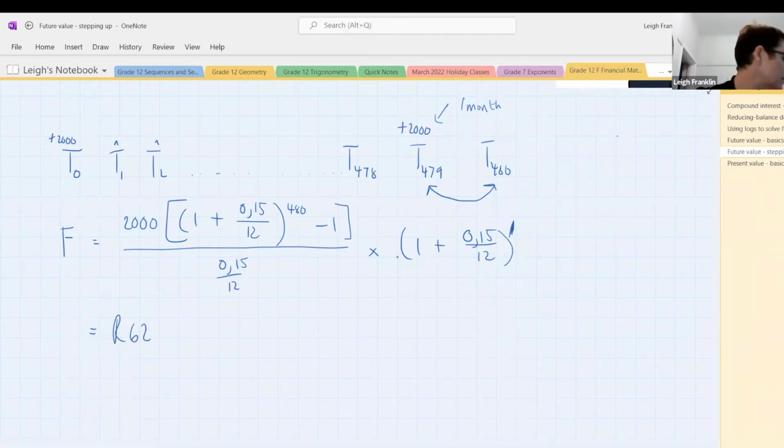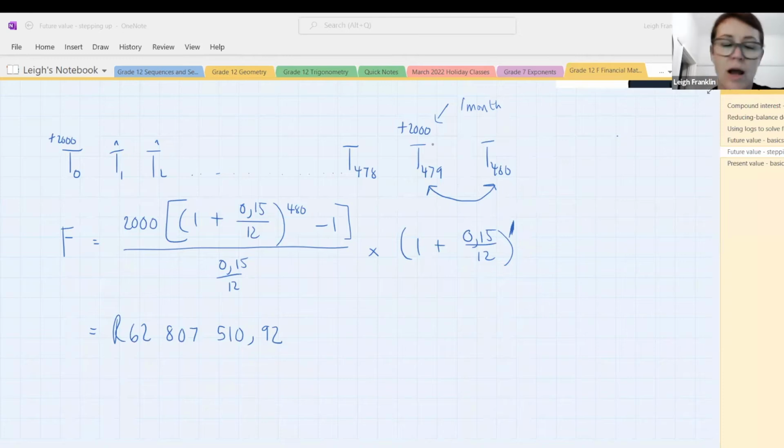R62 million, 807,510. You know, I think I'd like to marry him, Paul. He's got that much money. Hey, Neliswa? Yeah, definitely. Hey, I could think of lots of creative ways to help him, Paul, spend that 62 million. I don't know about you, but it's basically like 63 million. Exactly. I'd be only too happy to stand in and assist.